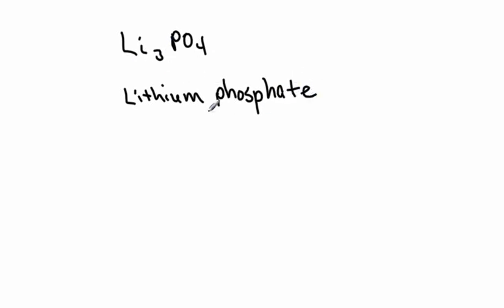And so type 1 ionic compounds with a polyatomic are very easy because you just say the name of the ions. You just say lithium and then you just say phosphate. You don't worry about the charge or anything. Okay, that concludes the ionic compounds with polyatomic anions in them.